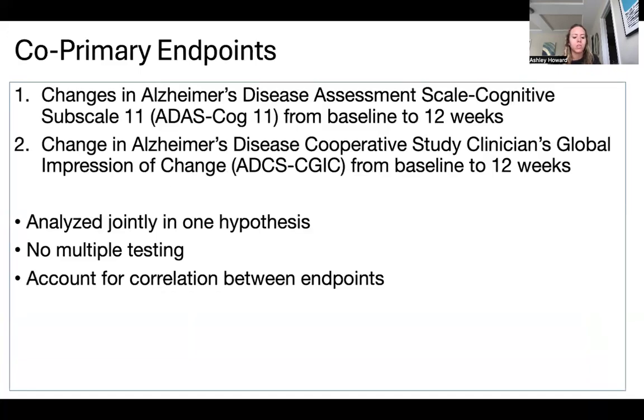The study analyzed two co-primary endpoints, the changes in ADAS-Cog11 and ADCS-CGIC from baseline to 12 weeks. These endpoints were meant to be studied jointly, accounting for correlation between the two, and as one hypothesis, so there was no multiple testing.